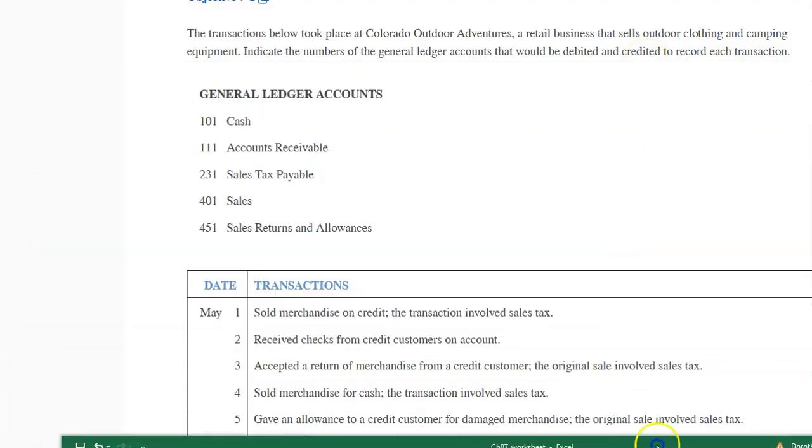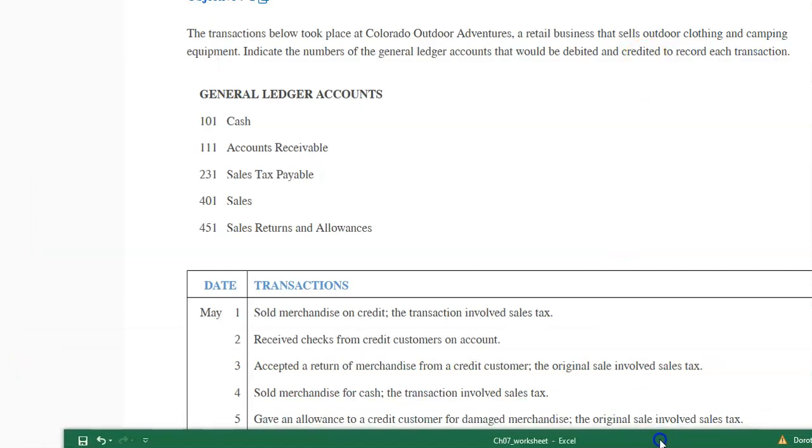Okay, number 3, accepted a return of merchandise from a credit customer. The original sales involves sales tax. So now we have to return the sale, return the sales tax, and return the money. So those 3 accounts are affected. So that would be the sales return and allowances, 451. The sales tax payable, tax goes back to the customer, and then the accounts receivable.